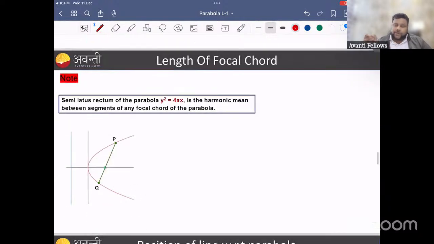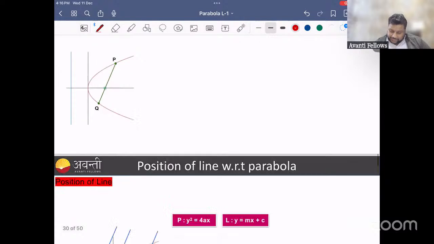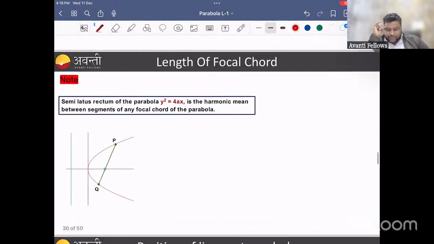Now, very, very important point. Semilatus rectum of a parabola is the harmonic mean between segments of the focal chord. Let us assume this is parabola y square equals 4ax. Now, what do they mean by semilatus rectum? Latus rectum is 4a, so semilatus rectum is 2a. So the semilatus rectum of the parabola is the harmonic mean between the segments of the focal chord.